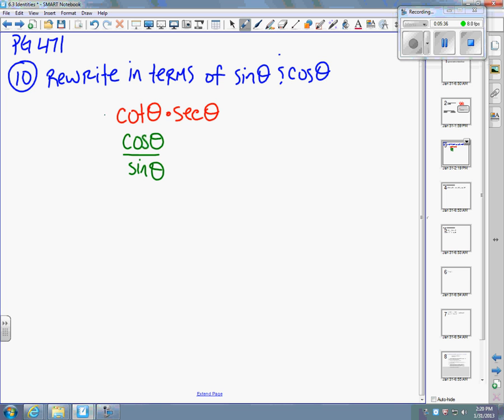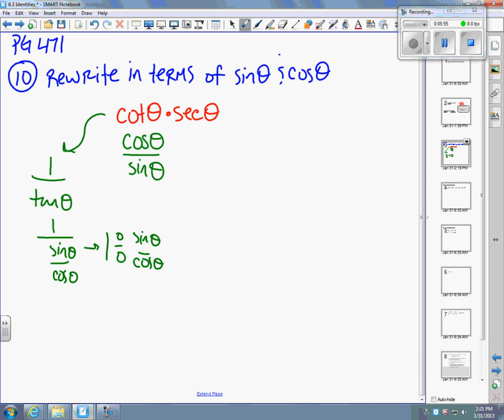We could also take a minute here and say if you did write it as 1 over tangent, that's 1 over sine over cosine, fractions within fractions. 1 divided by sine over cosine becomes 1 times cosine over sine. So basically this cosine just gets to swing up top. But there's a reason why.